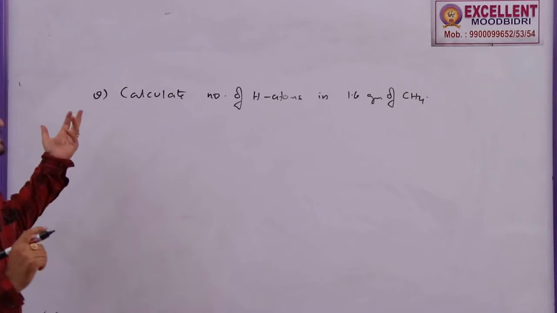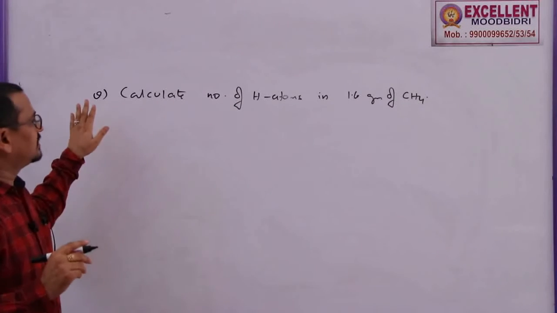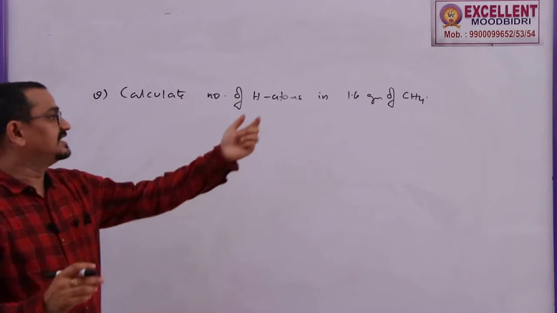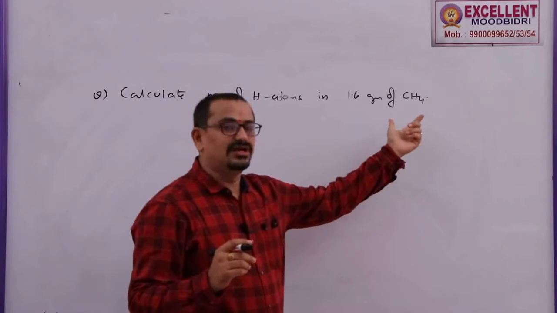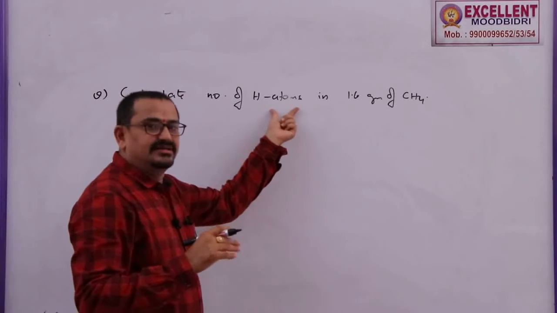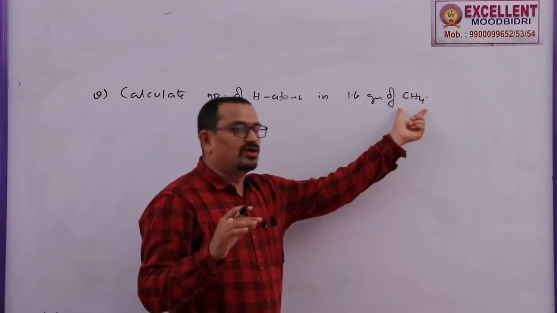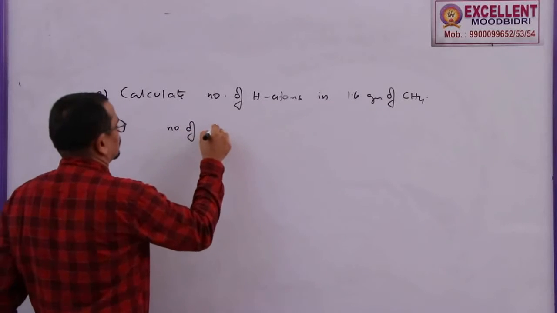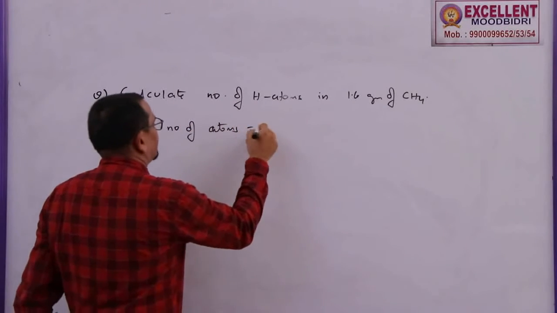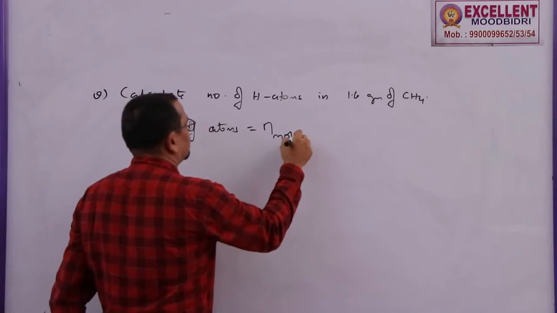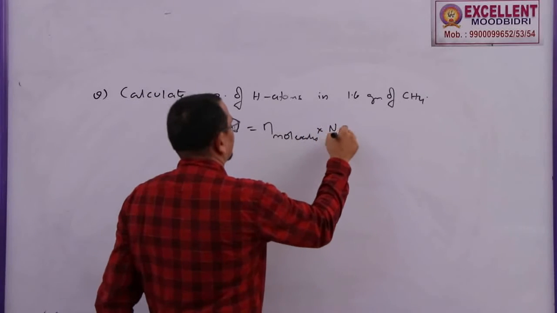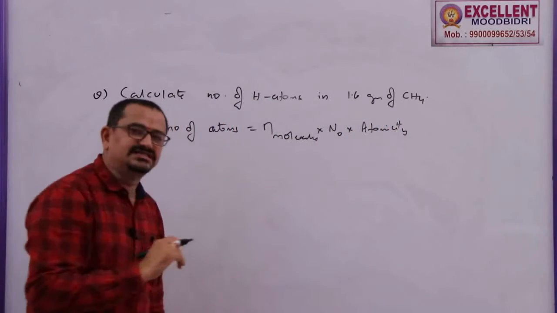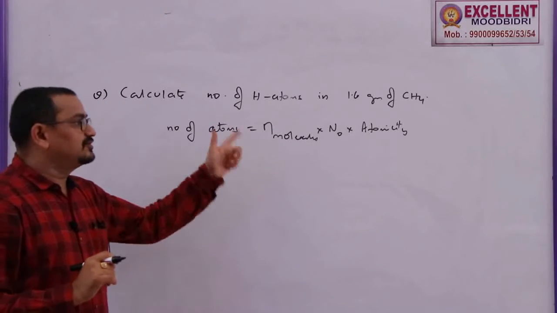So this is another model of question. Calculate number of hydrogen atoms in 1.6 grams of methane. It is a molecule, and atoms are asked. Students will focus on this: molecules are given, atoms are asked. So number of atoms equals number of moles of molecules into Avogadro number into atomicity. Immediately students will go to this relation, but this is not useful here.